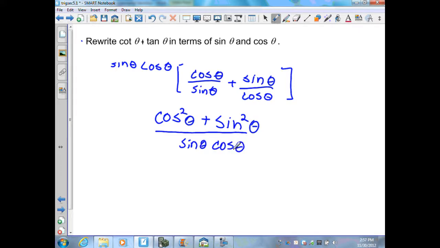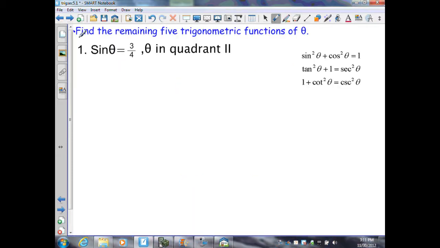Now I check to see if there is anything I can do to simplify this. And then I realize that cosine squared theta plus sine squared theta is our Pythagorean identity. Cosine squared theta plus sine squared theta is actually equal to 1 by our Pythagorean identity. Therefore, 1 over sine theta cosine theta is our simplified solution.